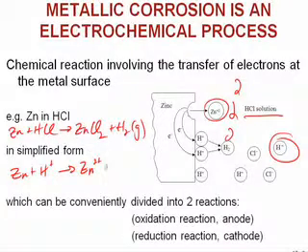Okay, and this, by the way, isn't balanced. We need to balance our reactions, right? And form H2 gas. Okay? So this is a cell reaction that describes the corrosion of zinc and the evolution of hydrogen gas.